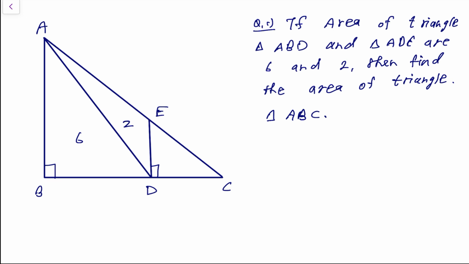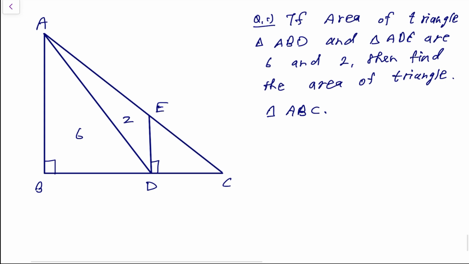So in today's video, we are going to solve a nice geometry problem, and the statement of the question is: if the areas of triangles ABD and ADE are 6 and 2, then find the area of triangle ABC. At first, this looks quite tricky, but when we try to calculate it, it becomes simpler.